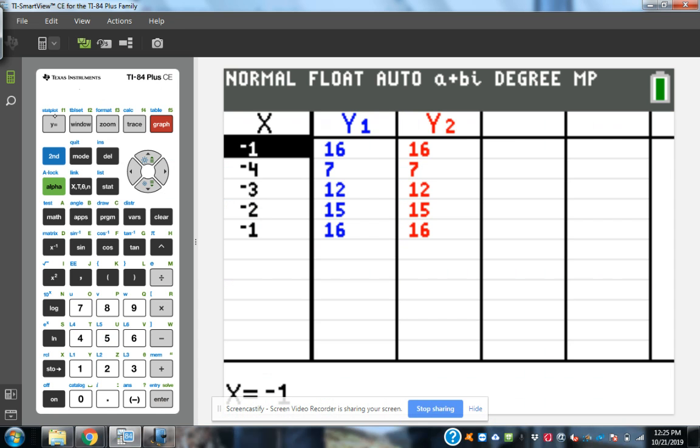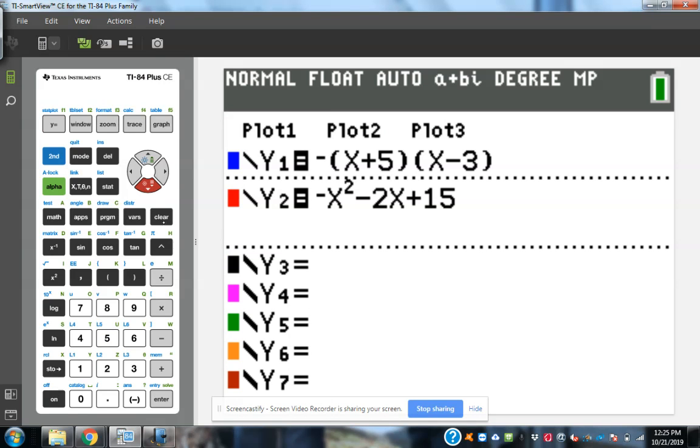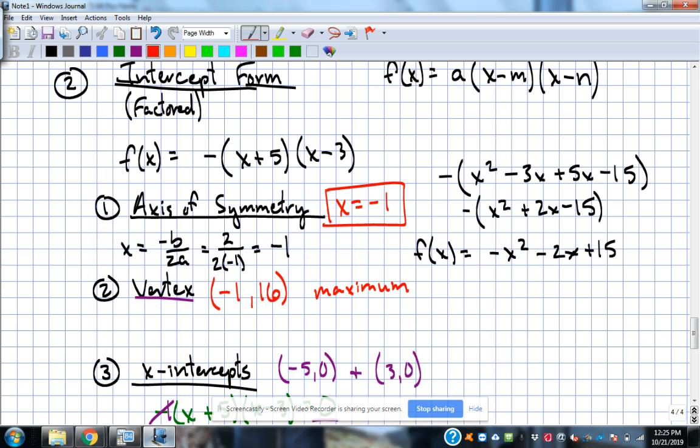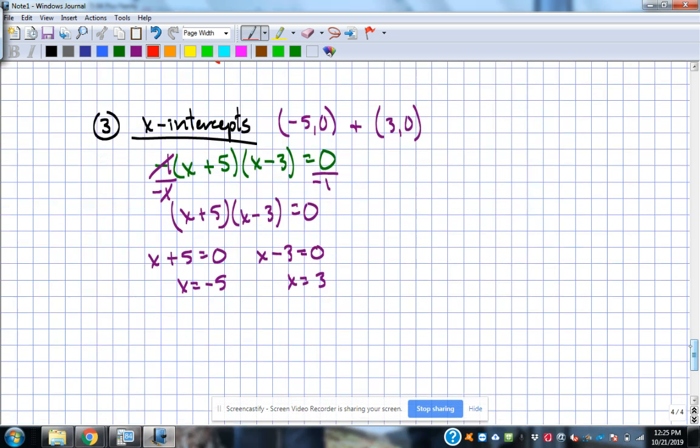No, you really don't have to put both of them in there. I just did that to show you that they are the same. Now, intercepts. We've already found the x-intercepts. What about the y-intercept? I got the shortcut from the standard form. What is the y-intercept? 0, 15. That's nice. And then now I can make my table.